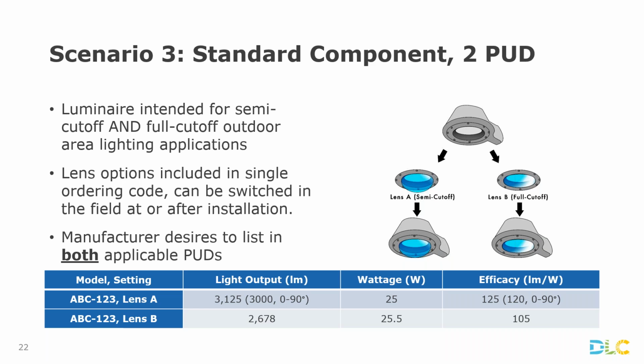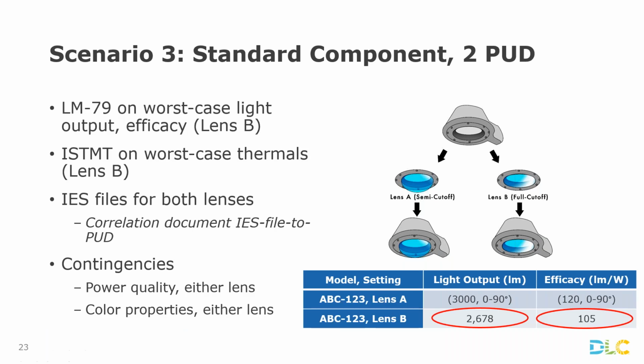The table below assumes a basic set of performance information that we can then build the rest of the scenario to describe what testing that this applicant would potentially need to qualify these products. So if we move to the next slide, in this situation, because lens B or the product as installed with lens B is worst case light output, worst case efficacy, highest wattage, and is assumed to be, in this case, the highest temperature condition, all of the testing needs to take place on this product with lens B installed.